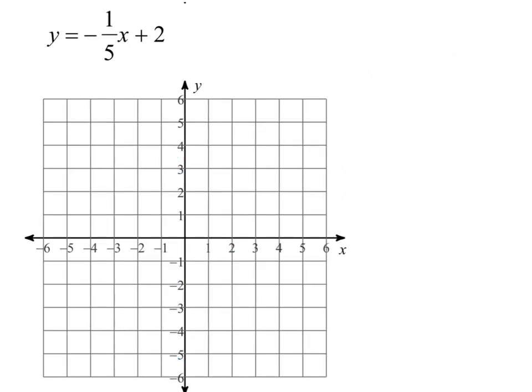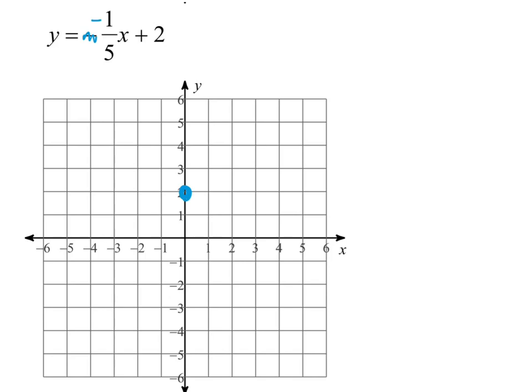Let's look at another one. This one here, again, I'm going to plot my y-intercept first, which happens to be 2, so I'm going to go +2 on my y-axis because that's the y-intercept, and then I'm going to use my slope of -1/5. Well, this negative is a bit ambiguous where it is. You can put it on top or you can put it on bottom, but don't put it on both. And so I'm just going to put this on top.